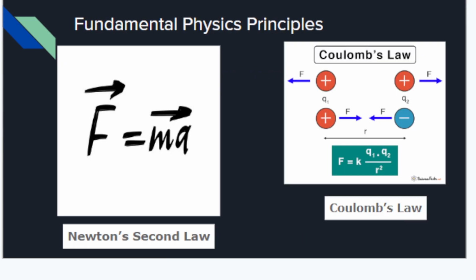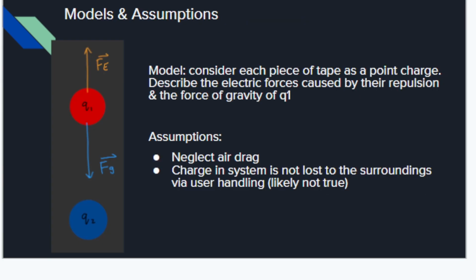This lab uses Newton's second law to verify that the forces are equal in magnitude. We also use Coulomb's law to actually calculate them. Models and assumptions. First, we have to consider each piece of tape as a point charge and describe the electric forces caused by the repulsion and the force of gravity of Q1.